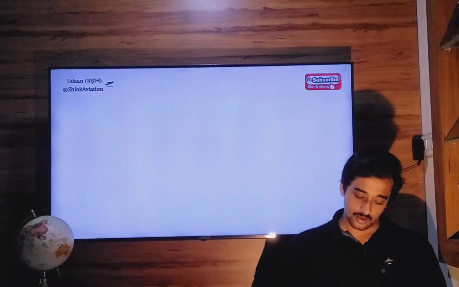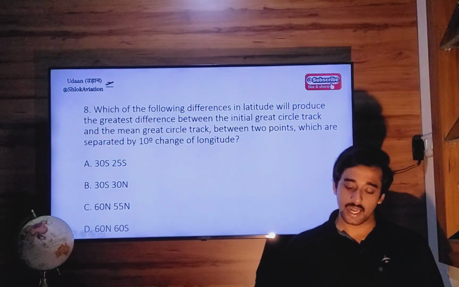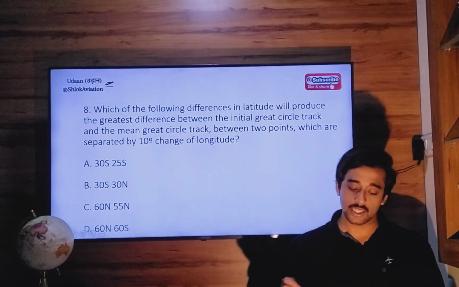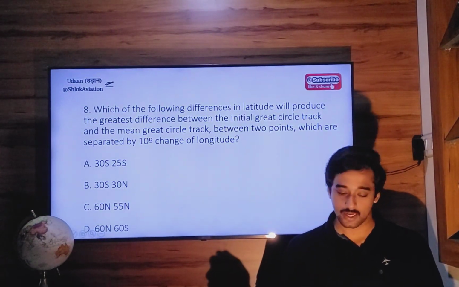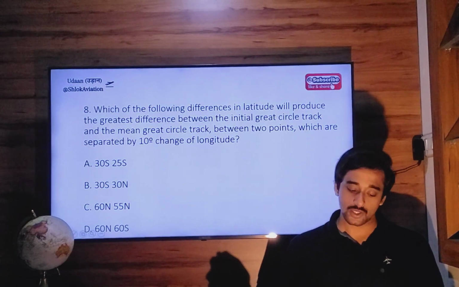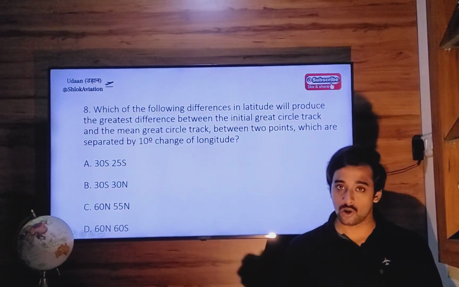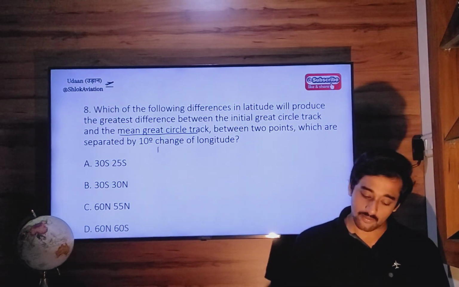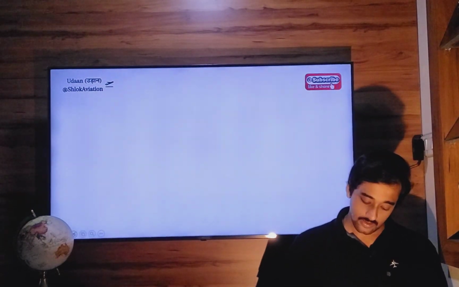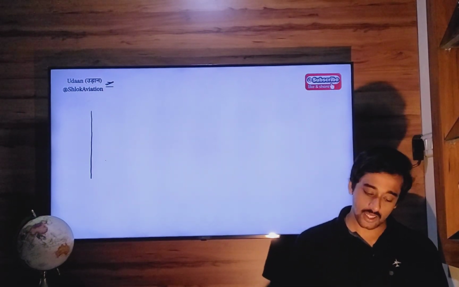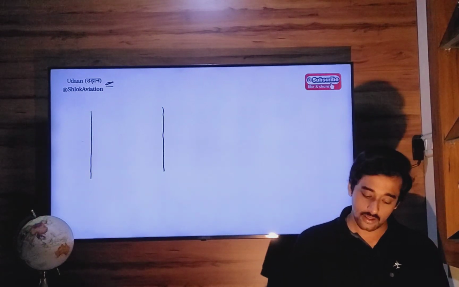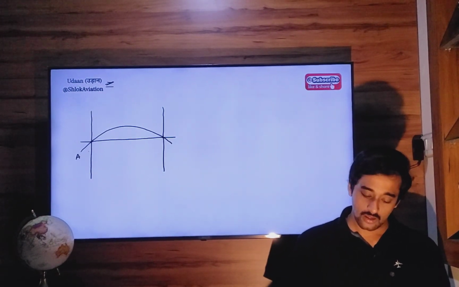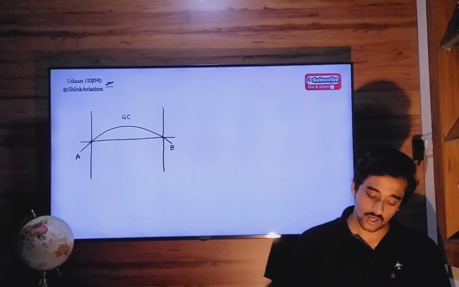Next. Which of the following differences in latitude will produce the greatest difference between initial great circle track and mean great circle track? Between 2 points which are separated by 10 degree change in longitude. Now mean great circle track is another term for your rhumb line track. Let's say these are the two positions A and B. This is your great circle, this is your rhumb line.